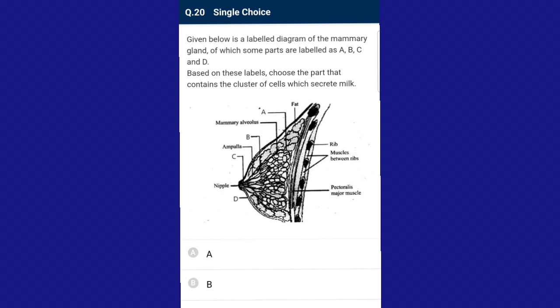Question number 20. See the given diagram. There it is labeled A, B, C, D. Based on this label, choose the correct one. Here the first one is A is mammary lobe, B is mammary duct, C lacticiferous duct, D areola. So here the correct one is option A. That is, part A is correctly given.